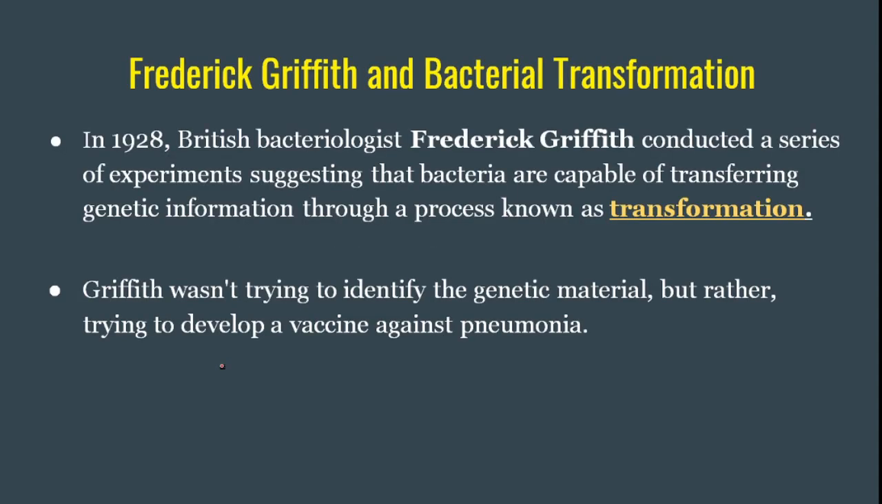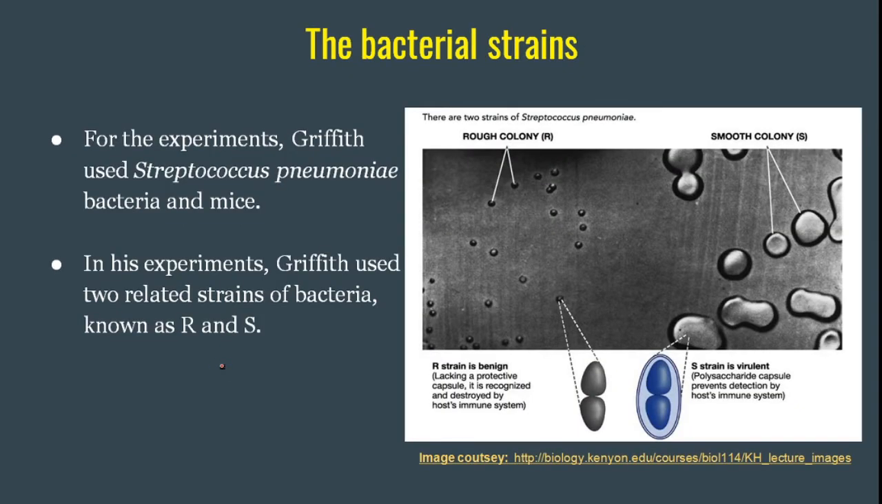Frederick Griffith in 1928 conducted a series of experiments suggesting that bacteria are capable of transferring genetic information through a process known as transformation. We have to remember that Griffith wasn't trying to identify the genetic material, but rather, being a bacteriologist, he was trying to develop a vaccine against pneumonia. For his experiments, Griffith used Streptococcus pneumoniae bacteria and mice as the host organism.